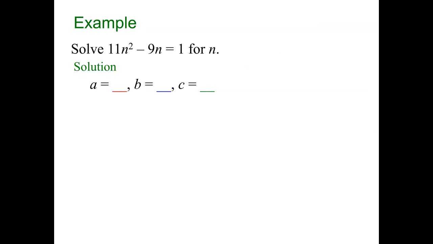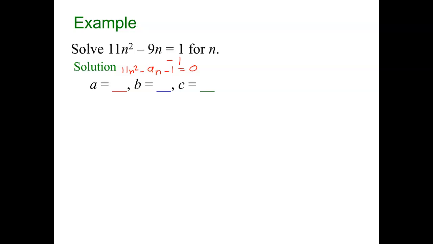All right, so the first thing is, is my equation set equal to 0? No. How do I get it set equal to 0? Subtract by 1. So I get 11n squared minus 9n minus 1 equals 0. Now, your values for a, b, and c are just your coefficients and your constants. I don't ever want to see a variable inside your quadratic formula. Okay? You will never put an x or a y or a p or a q, nothing, inside the quadratic formula. It's just the numbers. Coefficients and constants only. Okay?